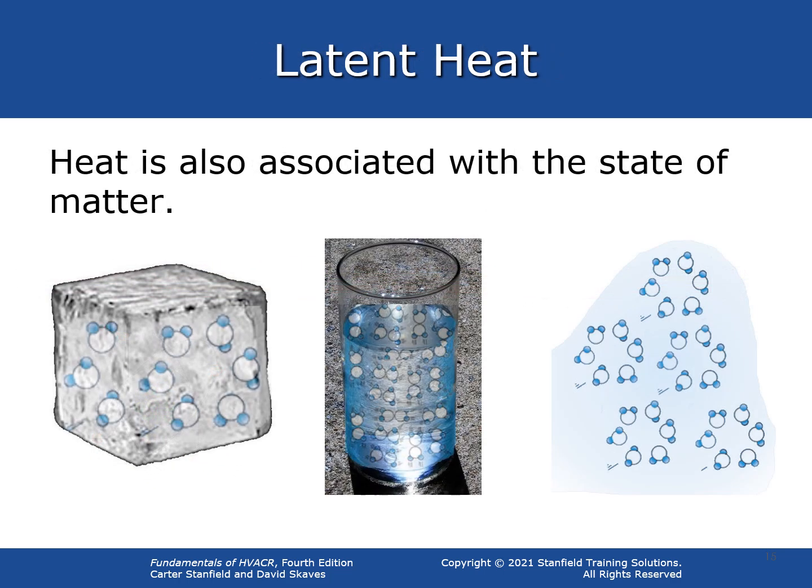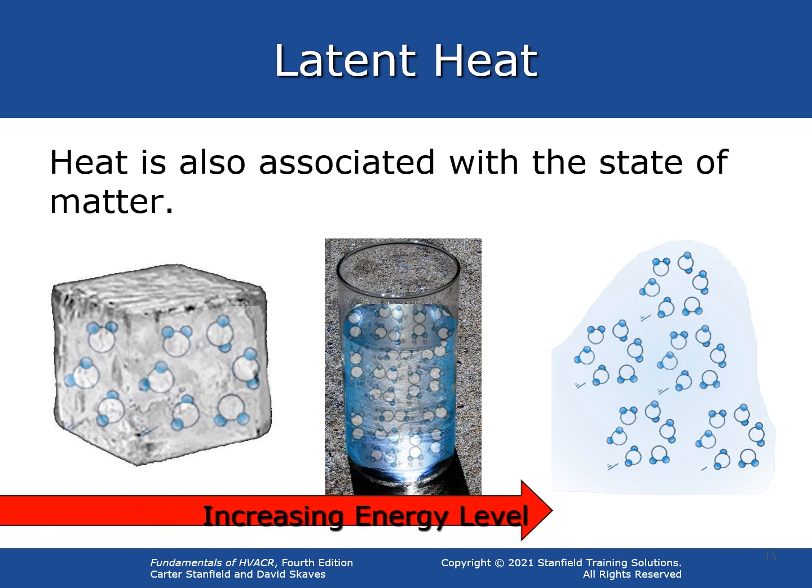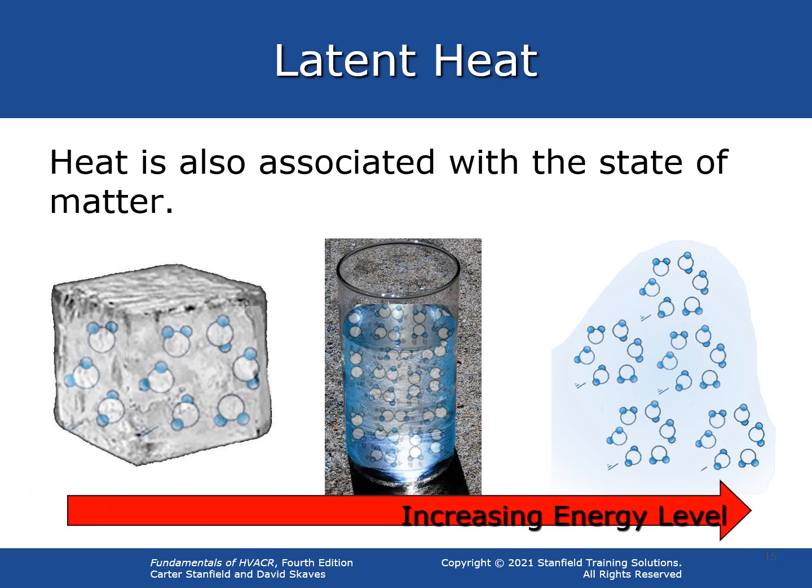Heat is also associated with the physical state of matter. It takes a lot of heat to change matter from one physical state to another. Gas has the highest energy level, solid has the lowest energy level, and liquid is in between. A change in heat that results in a change of state is called latent heat, meaning hidden heat, because the change cannot be sensed with a thermometer. That's because when something changes state, its temperature stays the same.